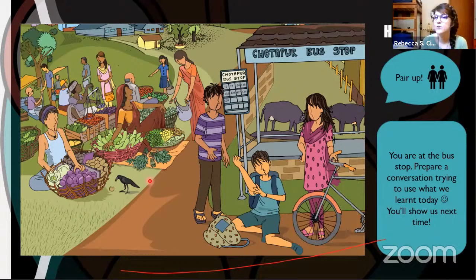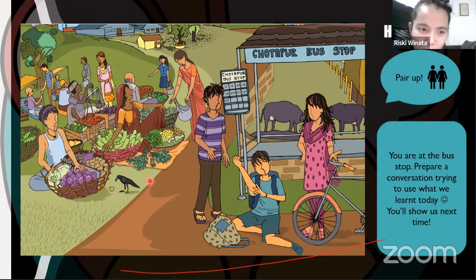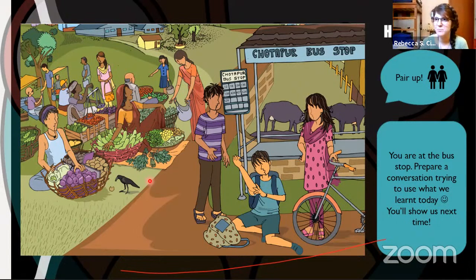And then you can show us the conversation you prepared in the next lesson, maybe. Okay, I'm trying, Miss. I'll write it down so that it's clearer. Probably you can also talk about the time, right? Or, you know, like, oh, the bus always arrives at 2 on Thursdays. Oh, but today it's Friday, or something like that.